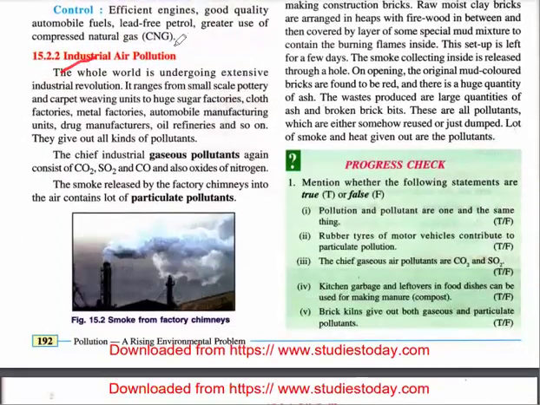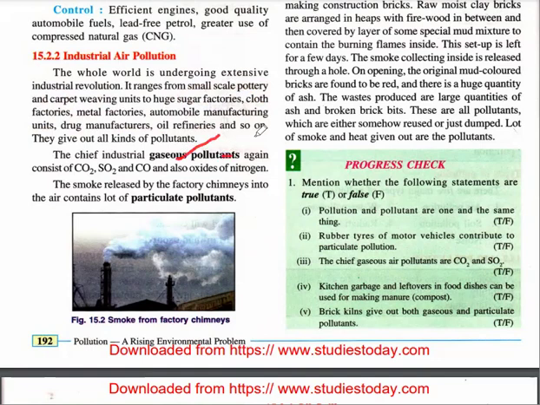Then industrial air pollution. This is very common almost everywhere. Maybe you have heard about these industries every single time. The whole world is undergoing extensive industrial revolution. It ranges from small scale pottery and carpet weaving units to a huge sugar factory, cloth factory, metal factory, automobile manufacturing units, drug manufacturers, refineries, and so on. They give out a lot of kinds of pollutants.